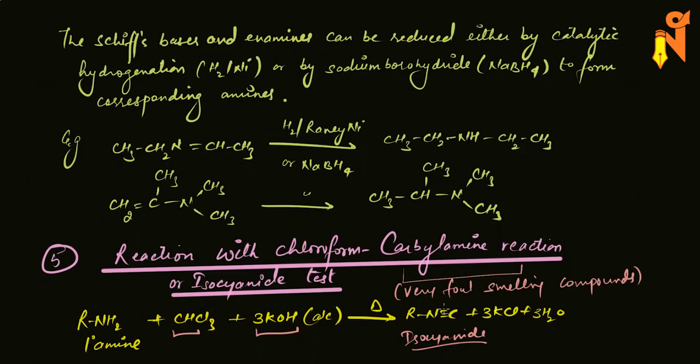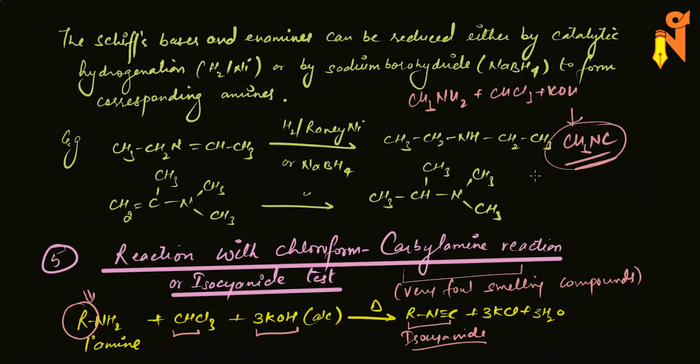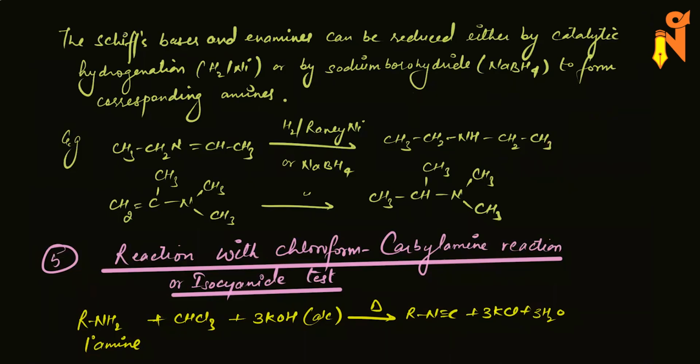And this is the test. This is a very, very important named reaction. Here you can also see that whatever the number of carbons in the amine, the total number of carbons will be 1 extra when the product is formed. Basically, if you have CH3NH2 and you react it with CHCl3 and KOH, in your product you will get CH3NC. The total product will have 1 extra carbon, which is due to the isonitrile or isocyanide group. Very, very important test.